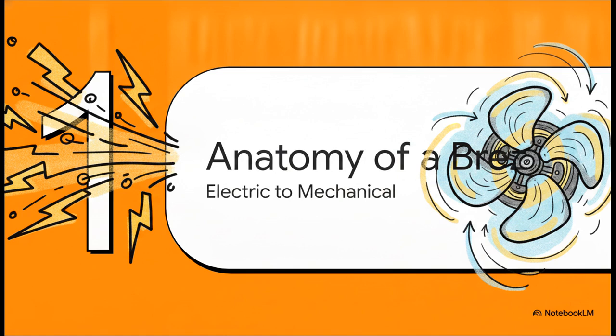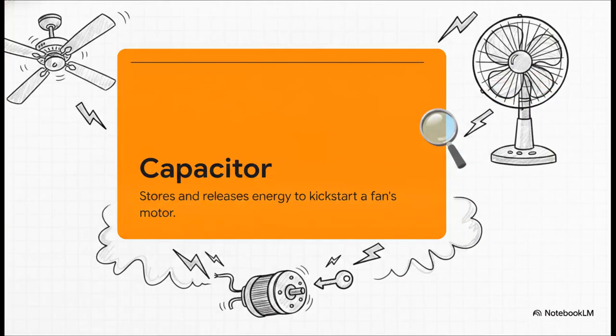Starting us off with Section 1, the anatomy of a breeze. How electrical energy becomes mechanical energy. Now, to really grasp how a breeze is born, we literally have to start at the microscopic level, with the electricity coming right out of your wall socket. Inside a typical single-phase AC domestic fan, there's this tiny but absolutely crucial component called the capacitor. Basically, it stores and releases electrical energy. Without this humble little part, your fan would just sit there. It'd probably hum loudly, maybe wobble a tiny bit, but it would not turn.